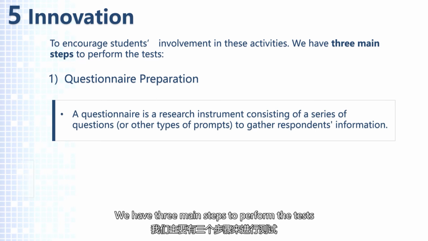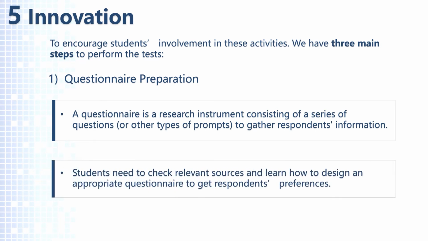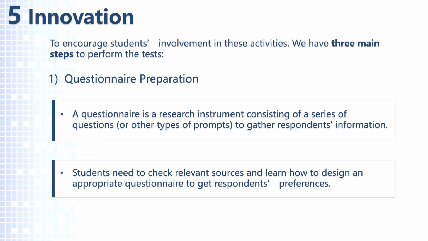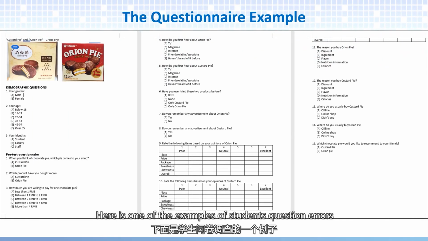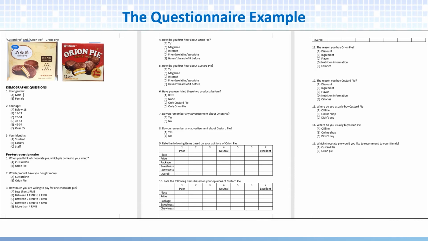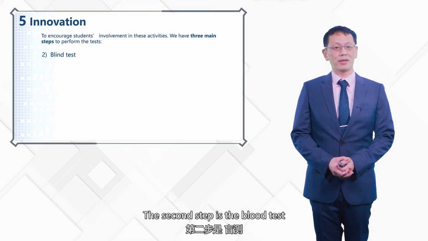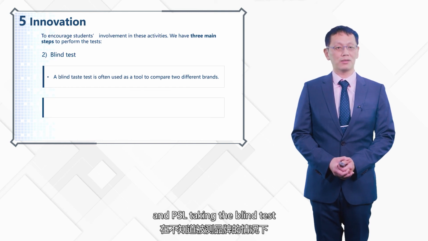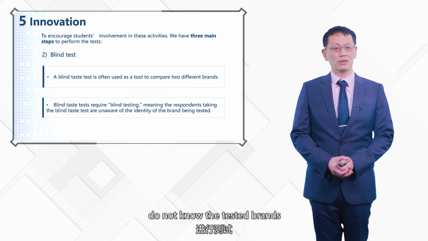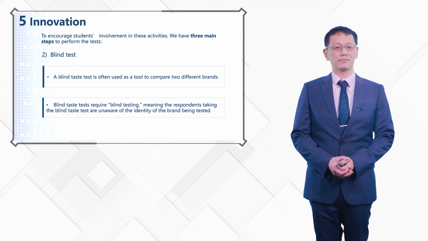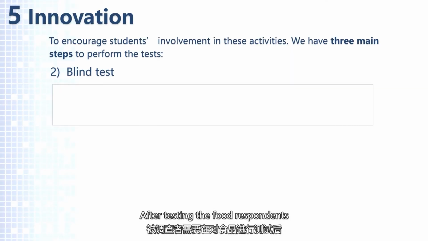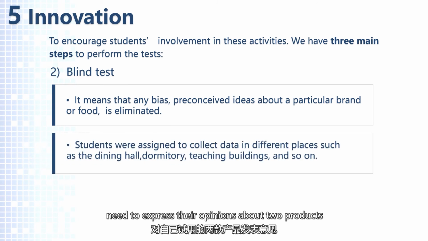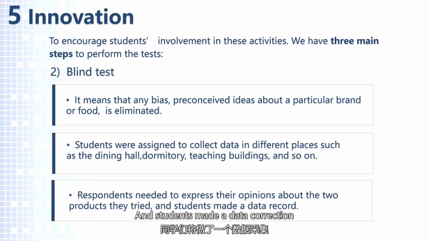We have 3 main steps to perform the tests. The first step is questionnaire preparation. Here is one of the examples of students' questionnaires. The second step is the blind test. It means the respondents taking the blind test do not know the tested brands. After testing the food, respondents need to express their opinions about the 2 products, and the students made a data collection.